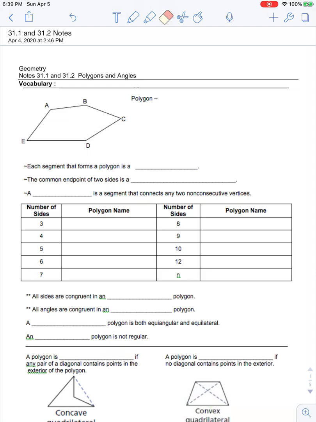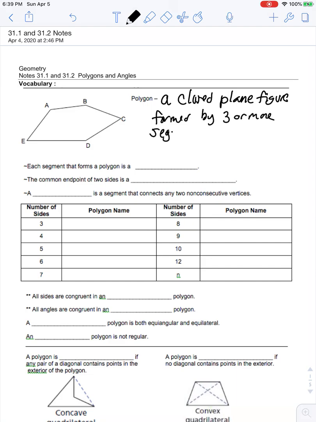little bit closer. By definition, a polygon is a closed figure, a closed plane figure, that is formed by 3 or more segments that intersect only at endpoints.